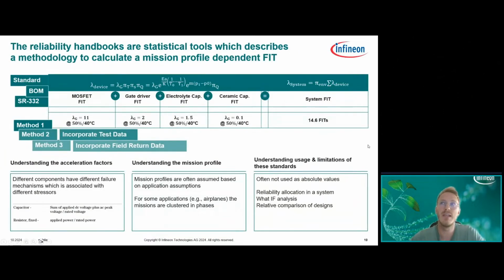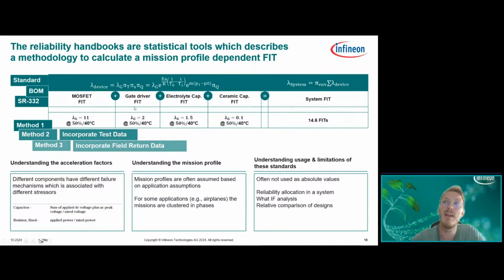Those reliability handbooks assume a serial model, meaning that one component failure in your power supply causes the whole power supply to fail. And every component has a failure rate, a FIT parameter. And this one is generic. So you have basically a failure rate of 11 failures in 1 billion hours for every MOSFET, be it Infineon or a competitor. But this is only true for a certain mission profile. So for 50% electrical stress and for 40 degrees Celsius.